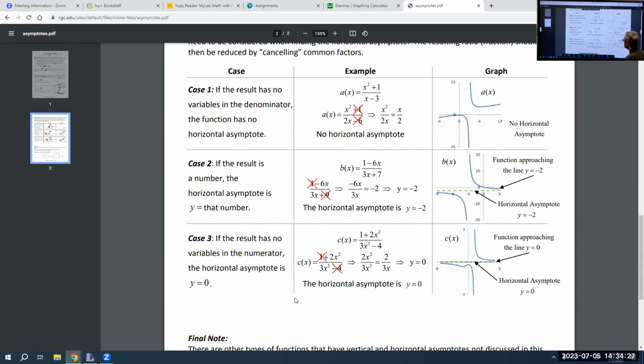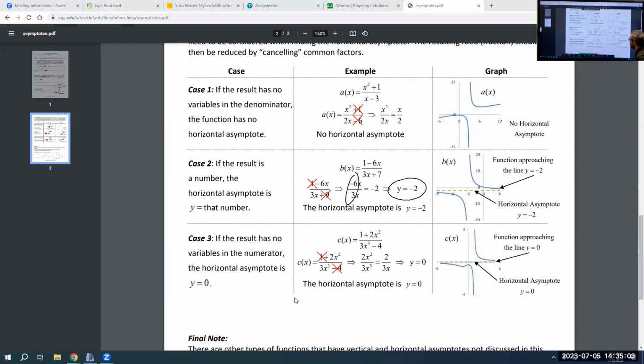Case 2, if the result is a number, the horizontal asymptote is y equals that number. So for b of x here, we have 1 minus 6x over 3x plus 7. Cancel the constant terms. We don't care about those because we're going out to infinity here. Negative 6 over 3, you're really just looking at the ratio. So negative 6 over 3 is negative 2. That's where the horizontal asymptote is going to occur. We'll see that in our examples.